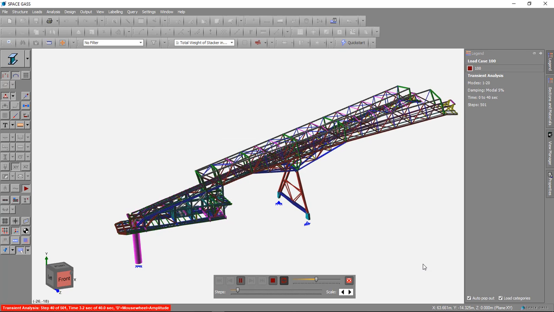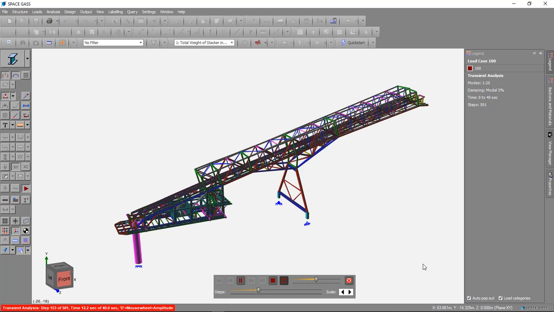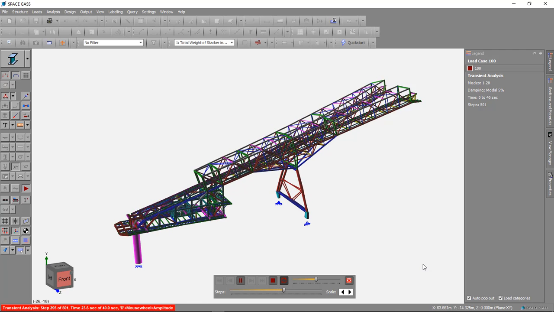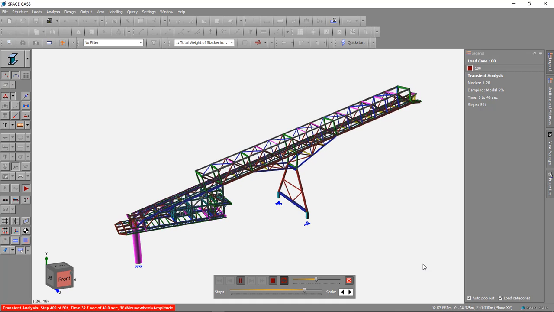So that's the structure accelerating, slewing to the left. Then the acceleration stops, so it's just moving at a constant velocity now for 10 seconds. And then it's decelerating for another 10 seconds. And then once the deceleration stops, then it goes back to its equilibrium position again.